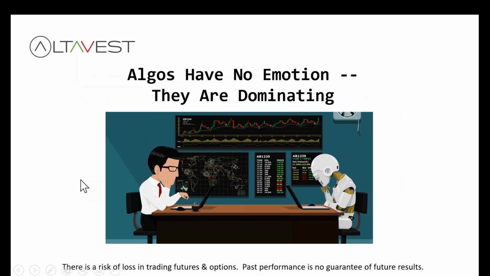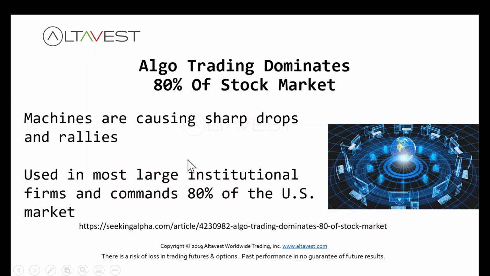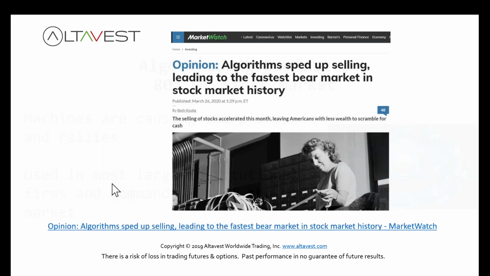I'm sure you've heard all about this and read all about it, but 80% of the stock market is now dominated by machines causing sharp drops and rallies, large institutional firms commanding 80% of the market. And even last year, remember the algorithms in March when the market sold off, they were speeding up selling, leading to the fastest bear market in history. So remember, the algorithms are in charge, folks, not all of us just sitting behind our desk.